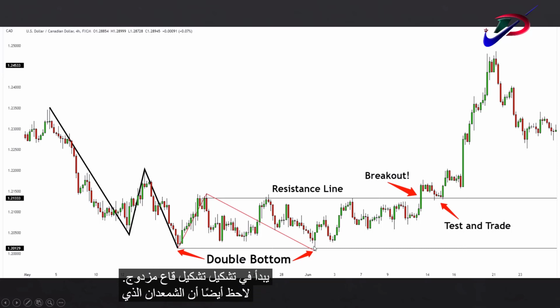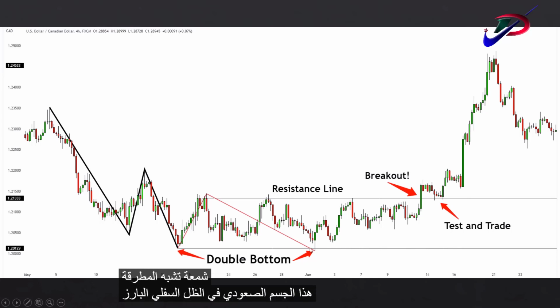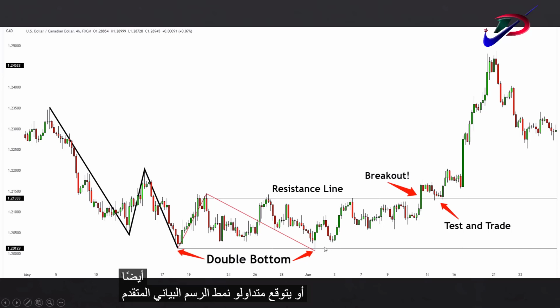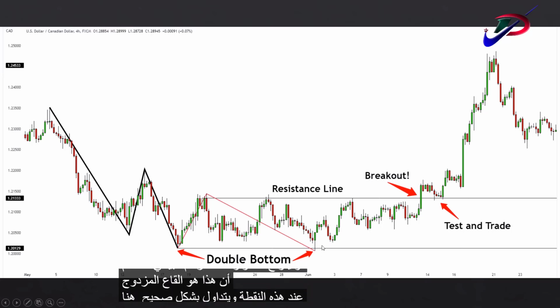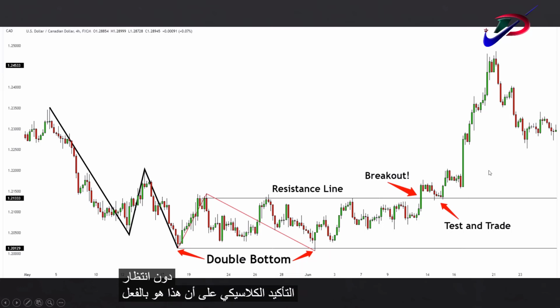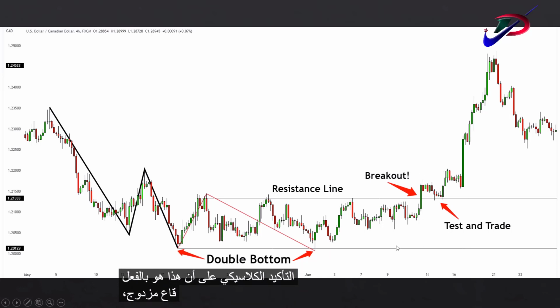Observe also that the candlestick that forms the double bottom is a hammer-like candle. That bullish body and the prominent lower shadow mean that there are some buyers at the level of the last low. This is typical of a double bottom formation also. More advanced chart pattern traders will anticipate that this is a double bottom right at this point and trade right here without waiting for the classic confirmation that this is indeed a double bottom.